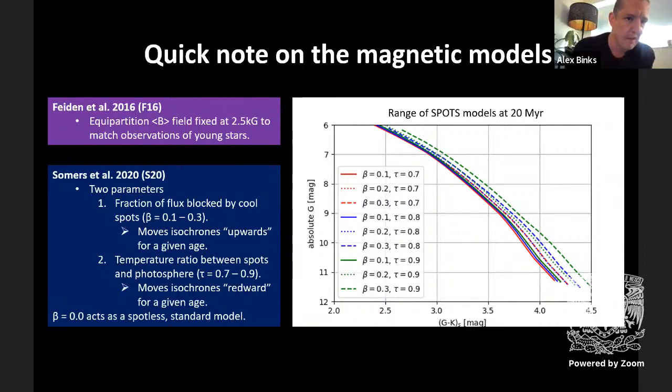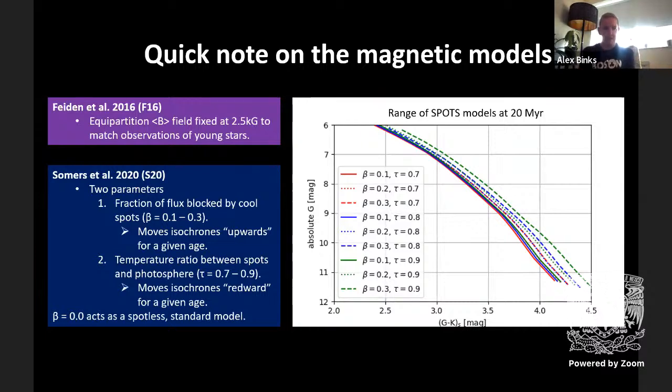The first one is an equipartition magnetic field, which has a fixed value. The field strength has a fixed value of 2,500 Gauss, which is a typical value for what you see in young K-stars. I should say that that's fixed, so we can't actually change the value of the magnetic field strength in the first model.